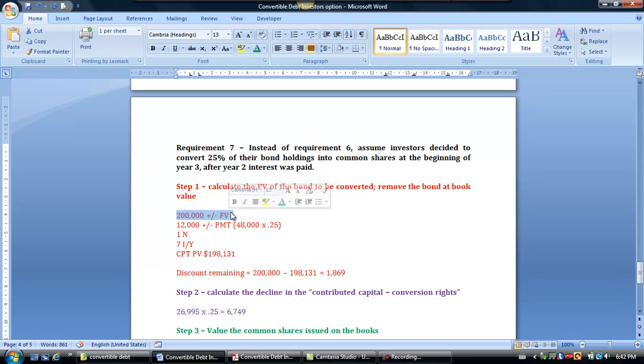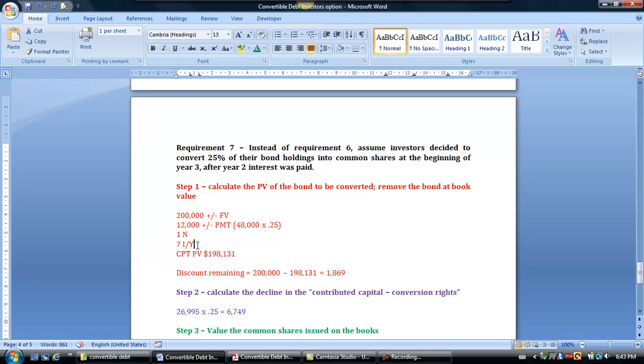So I'm going to calculate the present value of those 200,000 in bonds by using my calculator here. So 200,000 plus minus the future value. So that's the cash outflow. My interest payment that I would be making is 48,000 times 25%, because the 48,000 was the full amount of the payment for 800,000 in bonds, but I'm only making a payment on 25%. Now don't forget, I have only one period left to go because I'm doing it at the beginning of year 3. It's only a 3-year bond, so instead of plugging in n equals 3, I plug in n equals 1 because that's the length of time we have to go to maturity.